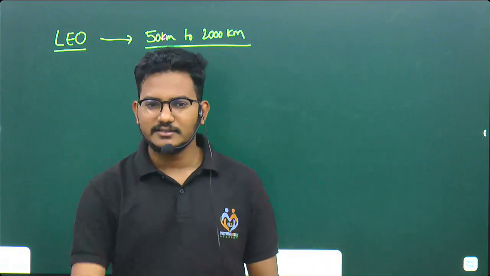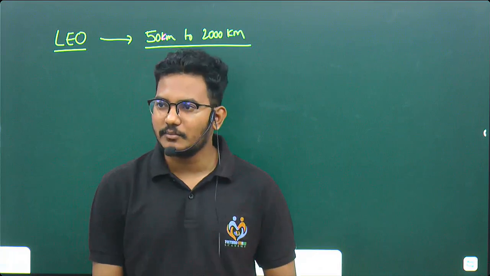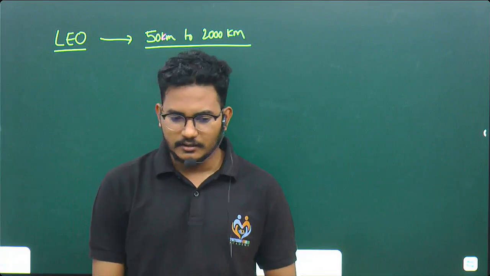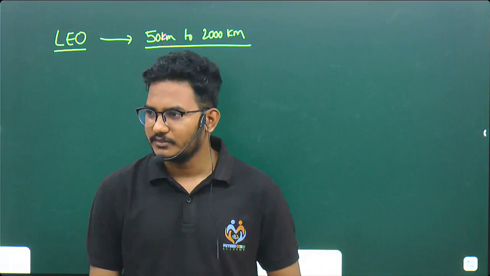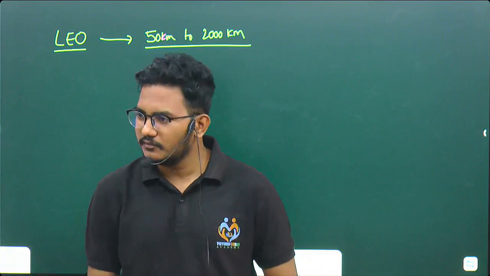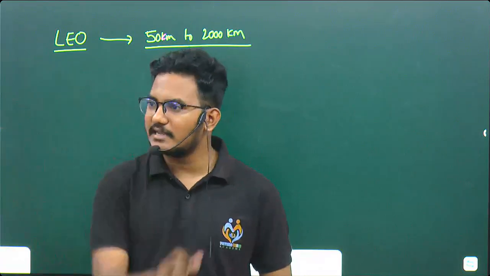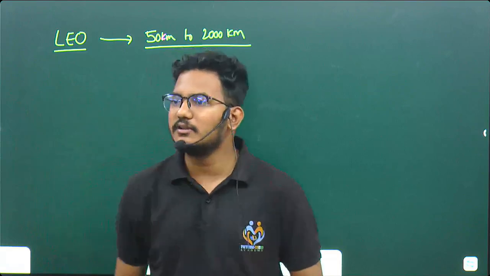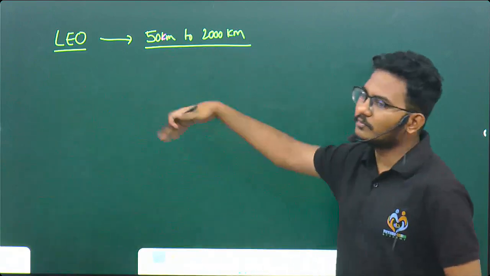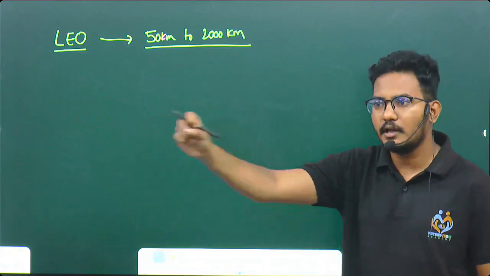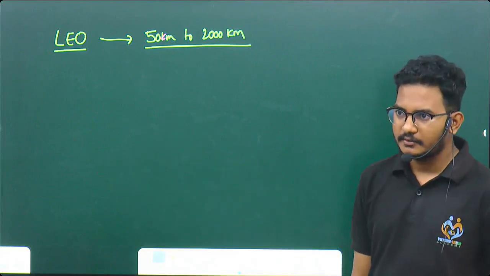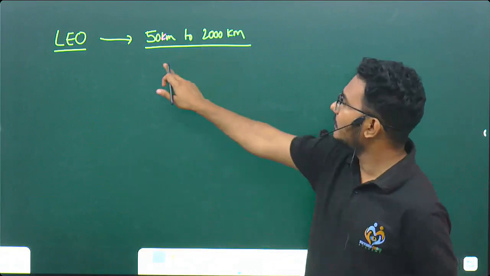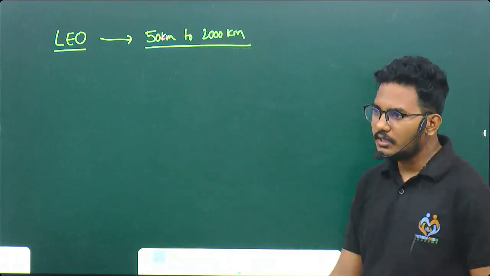So what is this OneWeb? What is the Starlink project? I'll tell you. These are just for internet purposes. Right now we are using optic fiber. In future we are going to use satellites directly, and those satellites will be placed in low Earth orbit. Those projects are called the Starlink project and OneWeb project. So low Earth orbit means 50 kilometers to 2000 kilometers.